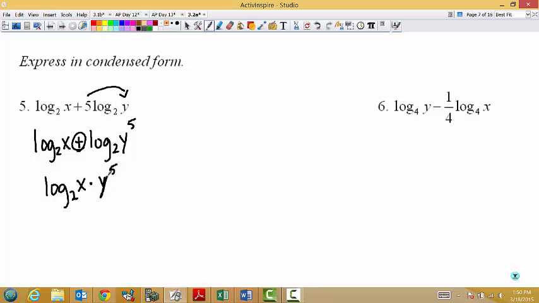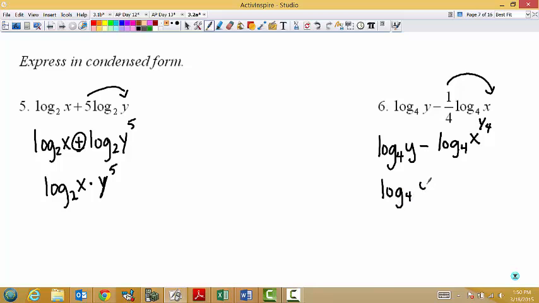And that's done. And then this one, the first thing I'm going to do is make the 1/4 an exponent, so it would be log base 4 of y. I'm not sure why I wrote that real high like that. Y minus log base 4 of x to the 1/4. And then what does minus go with? Minus goes with division, so it would be log base 4 of y over x to the 1/4.